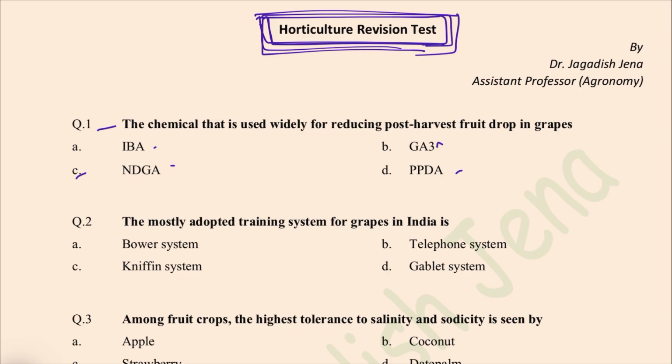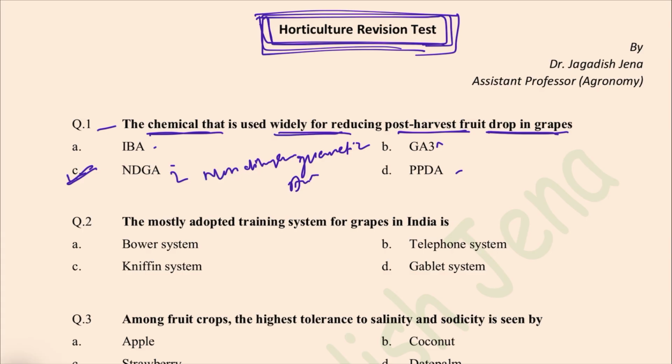So the first question is: the chemical that is used widely for reducing post harvest fruit drop in grapes. The chemical that is used widely for reducing post harvest fruit drop in grapes is NDGA. What does it stand for? It stands for nordihydroguaiaretic acid. Okay, so that is NDGA.